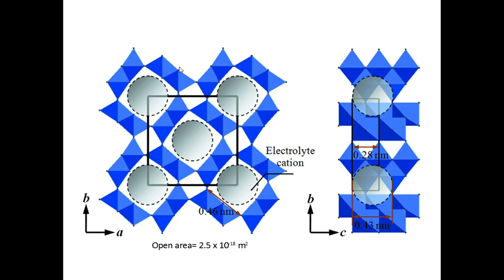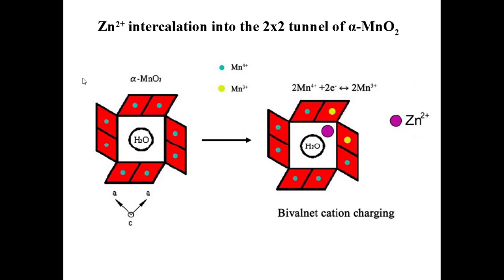Now in the next slide I will only take this segment, and you can see these colored dots are the Mn4 plus, and these quadrilaterals represent the octahedra. So when you intercalate one zinc into this, it brings two electrons along with it. That means two Mn4 plus sites will go to Mn3 plus. This is how zinc gets intercalated into alpha MnO2.